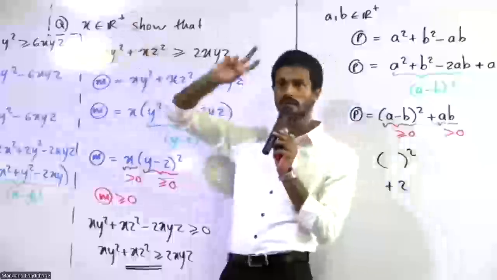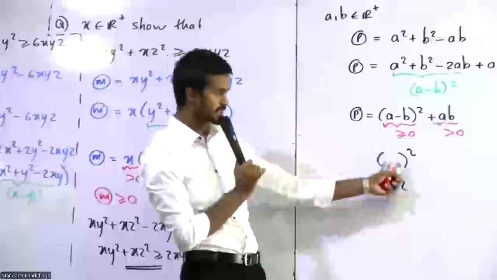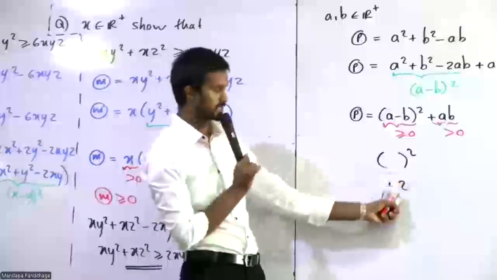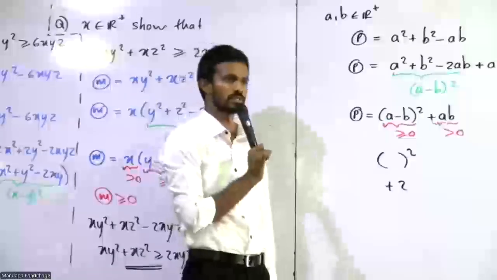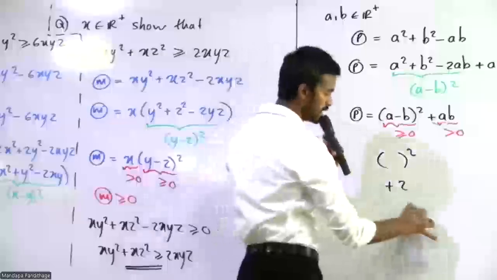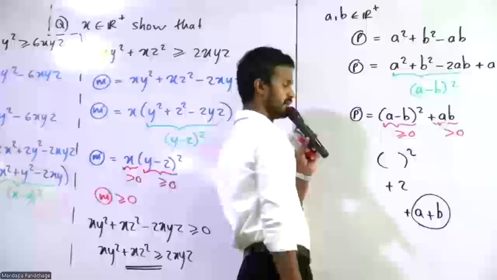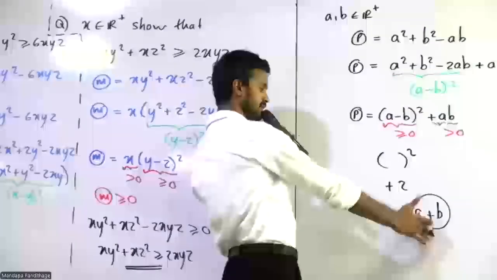Clear? So as a summary, you can only say it's positive if it is a square or if it is plus someone, plus 1, plus 2, plus 3. If not, if it is something like plus a, plus b, you can't say these are positive unless it has been given as positive. Clear?